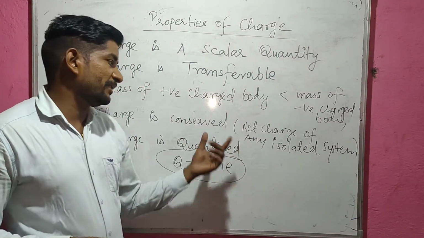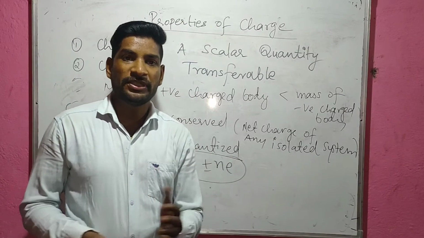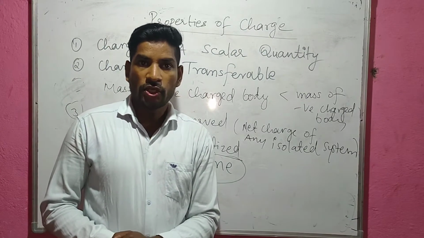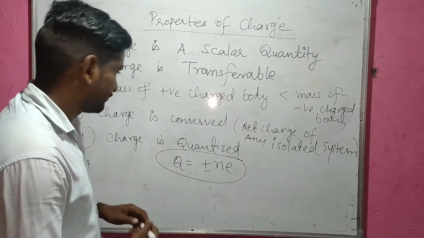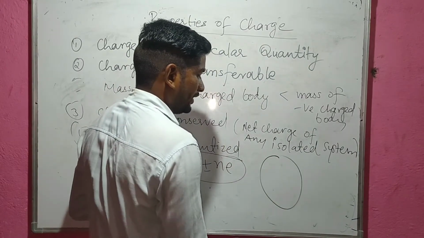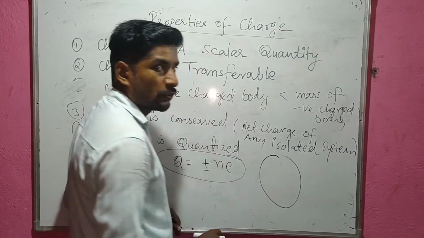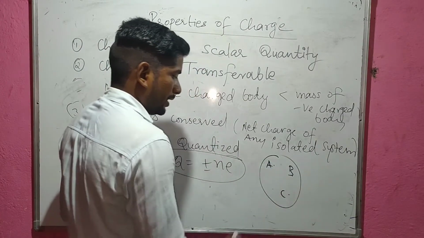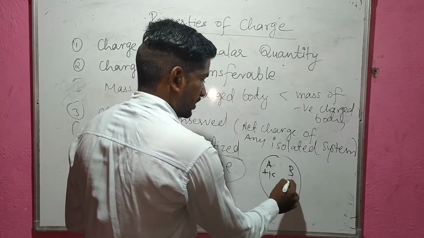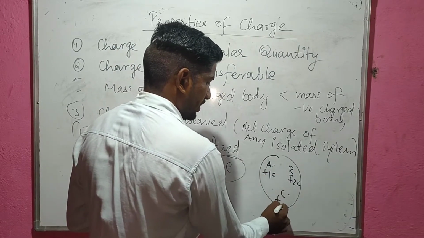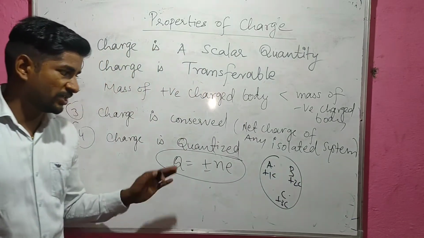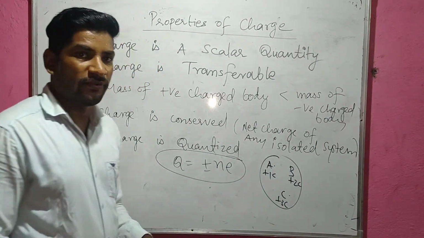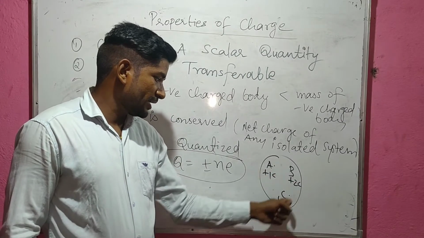For an isolated system, the net charge is conserved. Either it is positive or negative, but net charge is conserved. It means charge can neither be created nor be destroyed. For example, suppose in an isolated system, I have three particles A, B, C. They have plus 1 coulomb, plus 2 coulomb, and plus 3 coulomb charge initially. If there is exchange of charges, the net charge is still 6 coulomb.